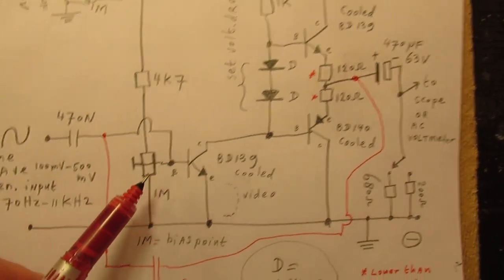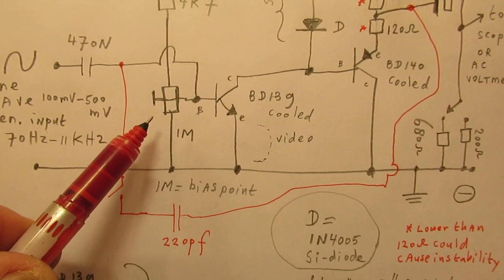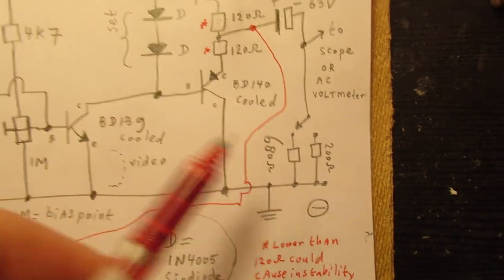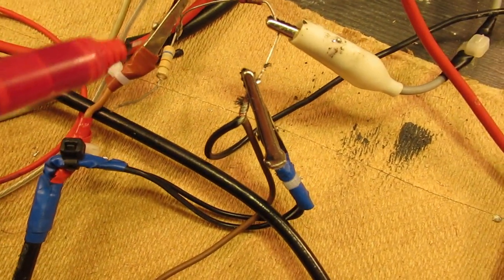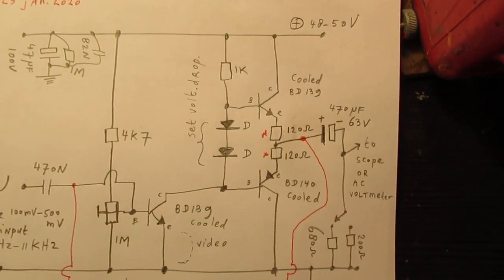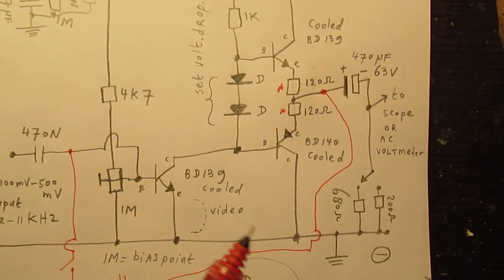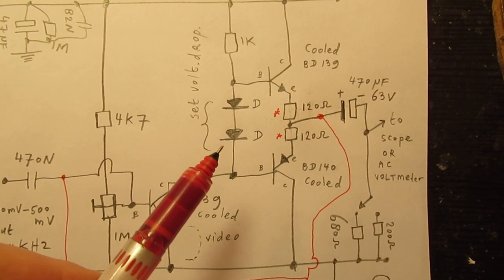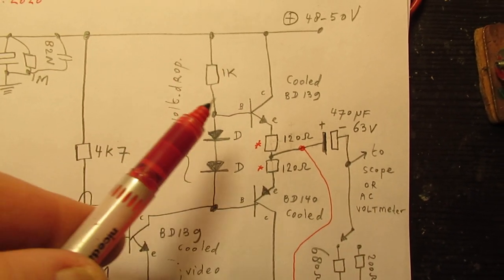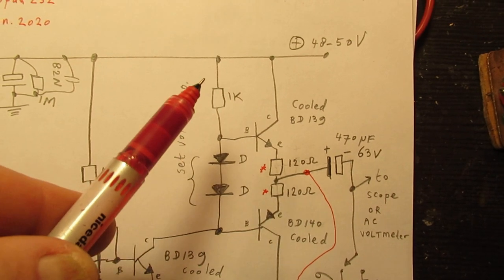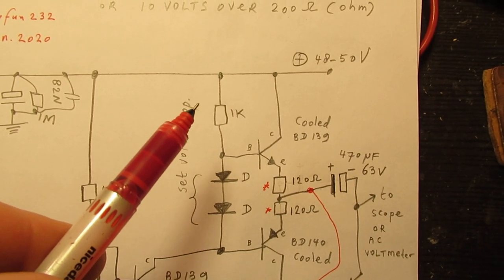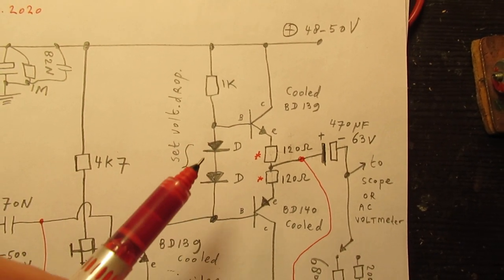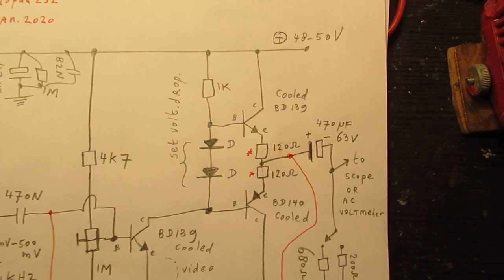The working point, the bias, is set here with the 1 megaohm potentiometer. The output is variable. I used here 2 resistors to do the measurements. And I found that changing the diodes didn't have much effect. Also, changing the value of this resistor didn't have much effect. By the way, the minimum value is 470 ohms. I used 3 diodes, which didn't have any effect, but there were effects.